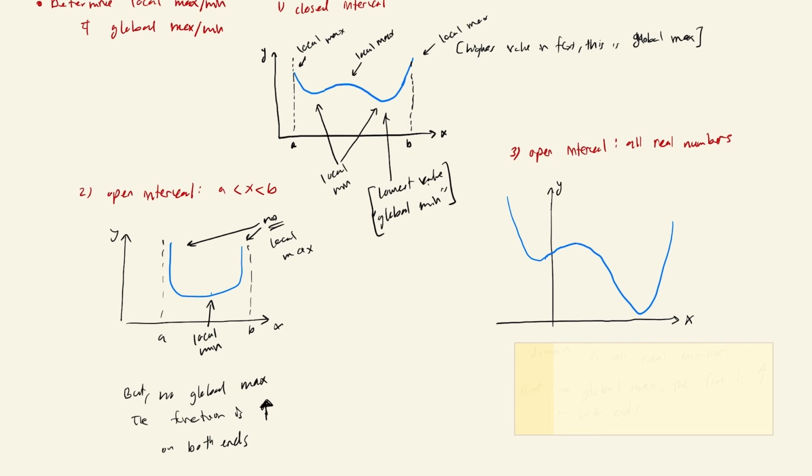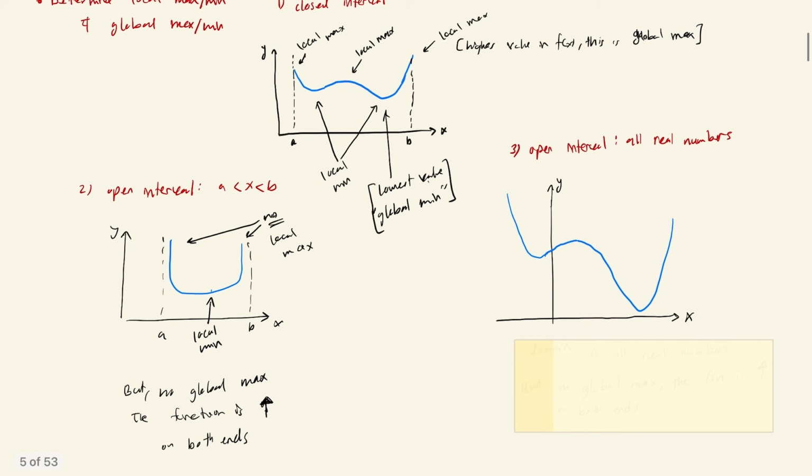Why? Because the function increases at both ends, at b and a. So as x goes to positive infinity or negative infinity, there is no global maximum. However, we can see there's a global minimum between a and b.